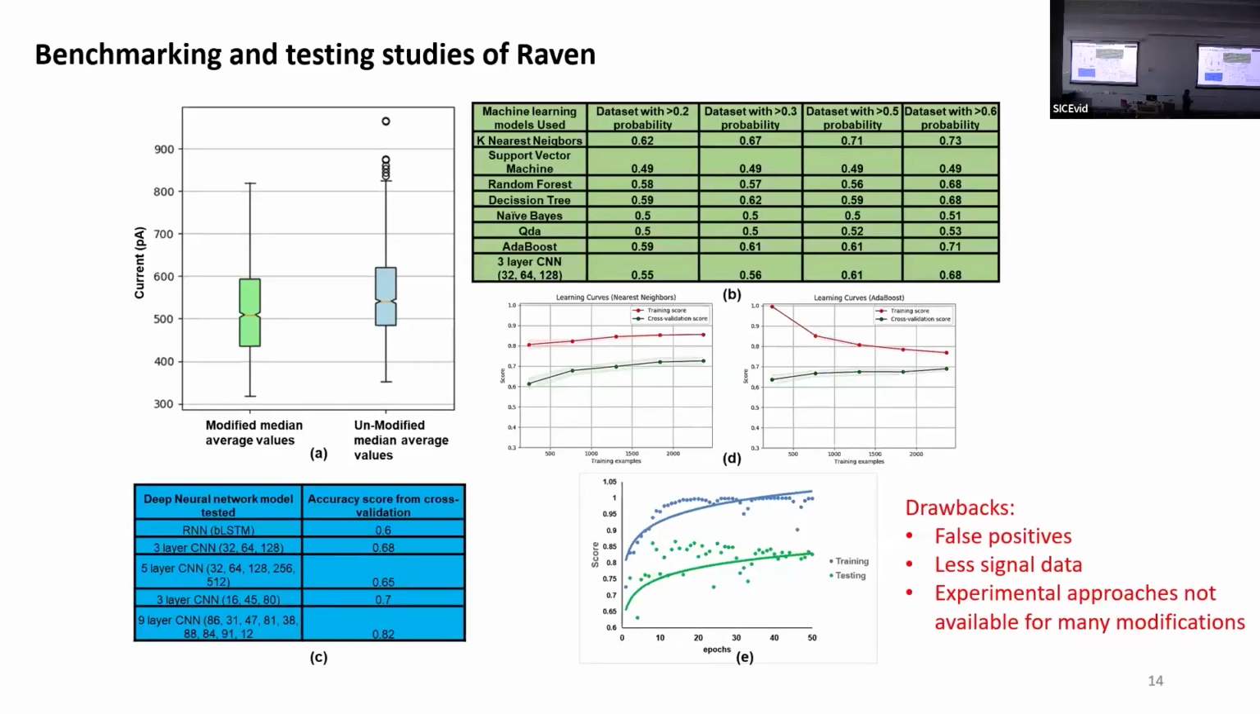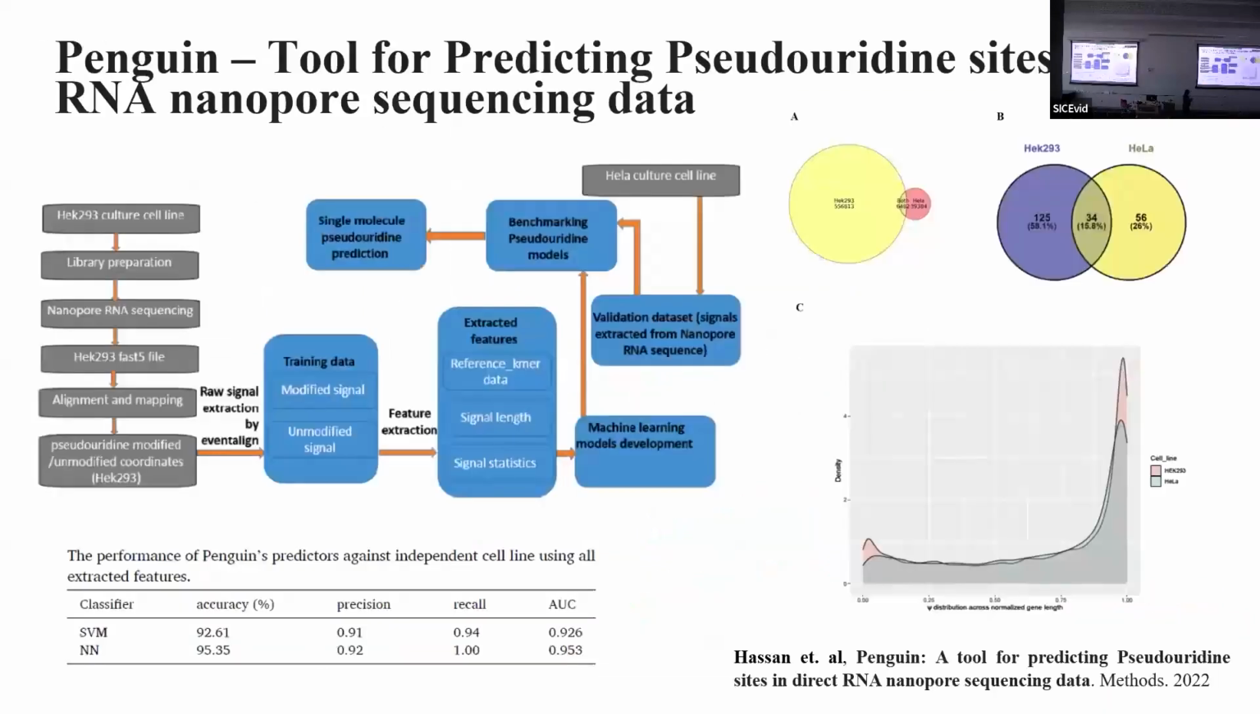So those challenges do exist. It doesn't go forward. So this is one study where I'm going to quickly summarize. We used the HEK 293 cell line for predicting pseudouridine. We have locations where other groups have reported where the pseudouridine modification occurs.